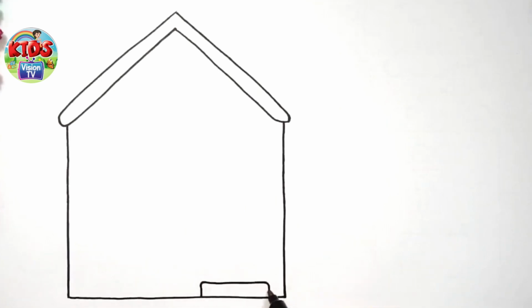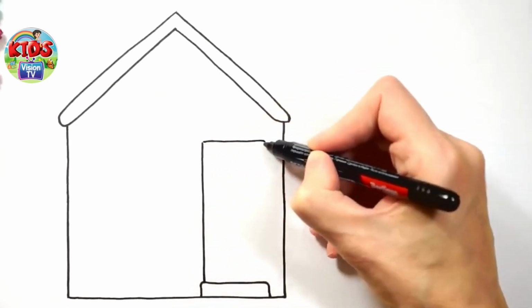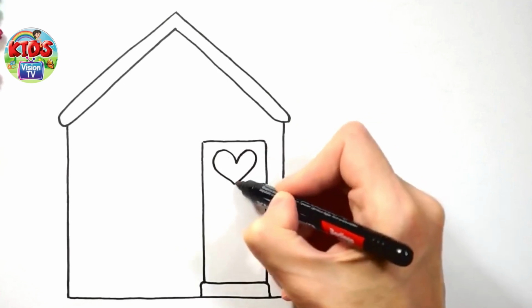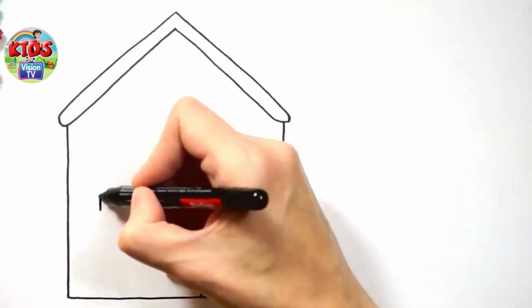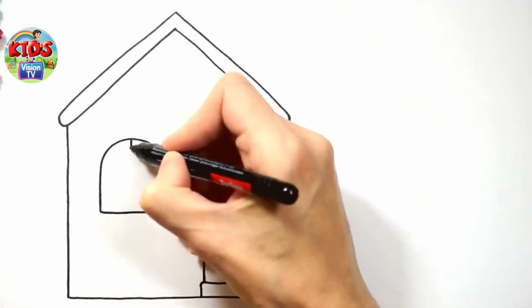Let's draw a stair. Let's draw a door. Now I am drawing a heart on a door. Let's draw a window in the front of the house.